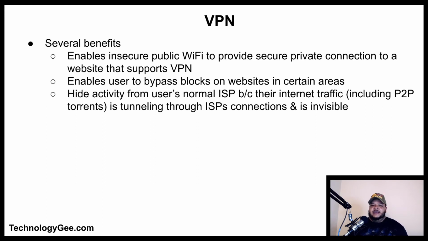A VPN connection enables the user to bypass blocks on websites in certain areas. By using a VPN, a user can access social networks or search tools in countries where access is restricted, or can use media subscription sites for areas other than where they live, such as a different country's Netflix or other streaming service. And a VPN connection hides activity from the user's normal ISP because their internet traffic, including peer-to-peer torrents, is tunneling through the ISP's connections and is therefore invisible.